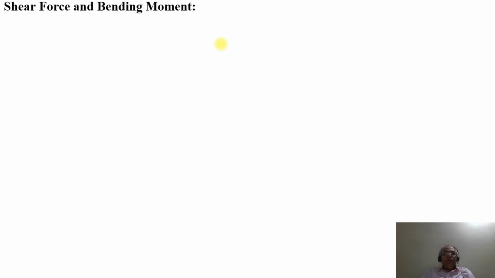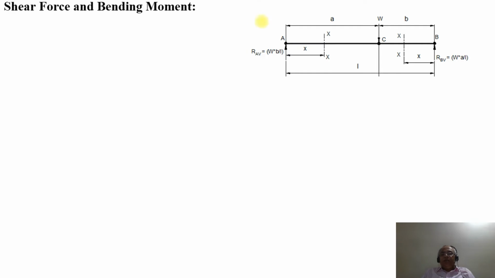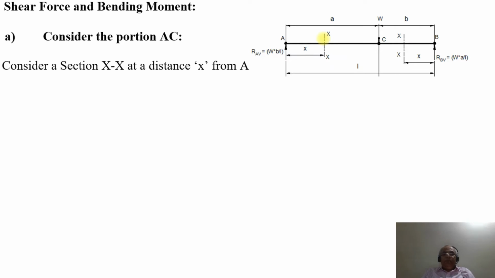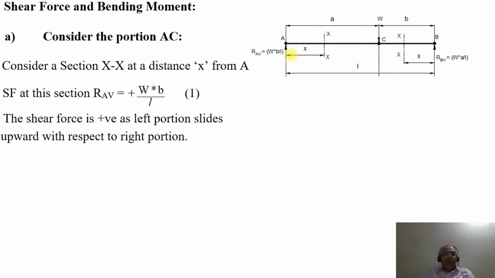Now we go for the shear force and bending moment. This is the beam you have. We need to consider the portion AC. Consider a section XX at a distance x from A. The SF at this section is the reaction RAV, which is W into b by L. Shear force is positive as the left portion slides upwards with respect to the right portion. SF is constant between A and C.